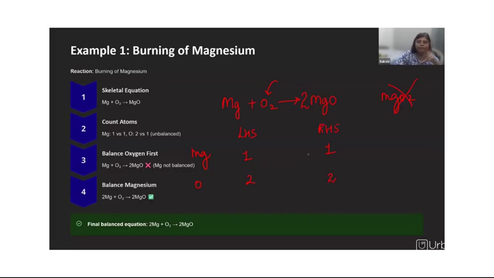But let me check. Magnesium. No, no, no. Magnesium is not balanced at all. Can you see magnesium? Here it is 1 and here it has become 2. So what do I do now? I put 2 here, right? Now let us check. Yes, so we have 2 magnesium on the left hand side, 2 magnesium on the right hand side, and oxygen are also balanced, right? Hence, now the equation is balanced and it is in accordance with the law of conservation of mass. So as you can see here, this is our final balanced equation.